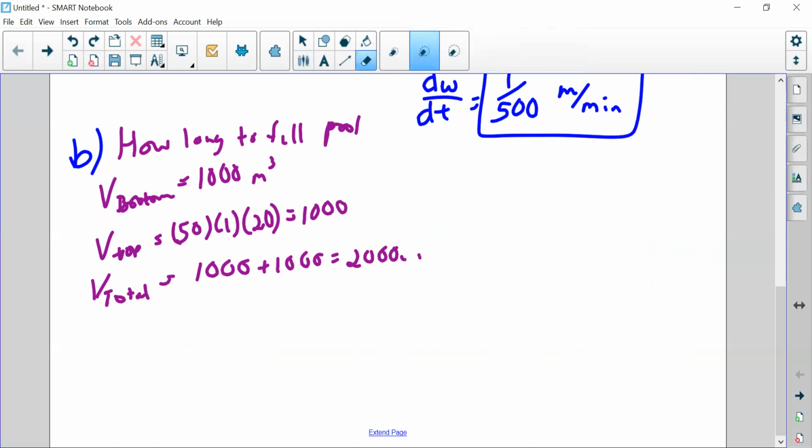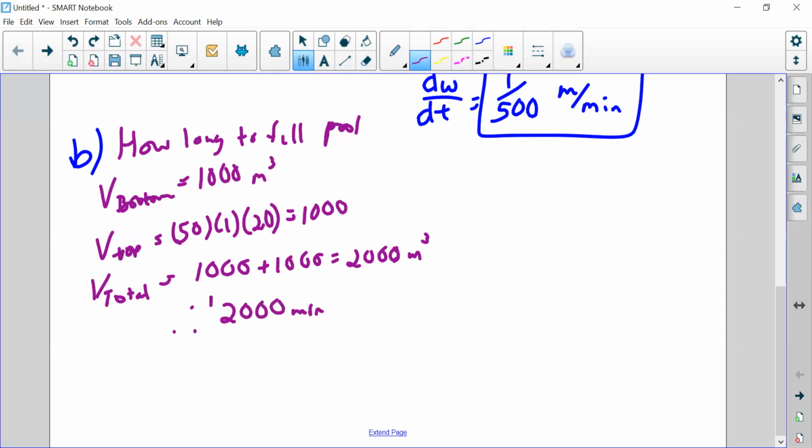Keep writing cubic with a C there. Cubic meters. So how long will it take? 2,000 minutes. Therefore, it takes us 2,000 minutes to fill the pool. So your sentence would be something like, it would take 2,000 minutes to fill the pool, or you could actually convert that to hours and minutes if you wanted to, but you can keep it as 2,000 minutes.